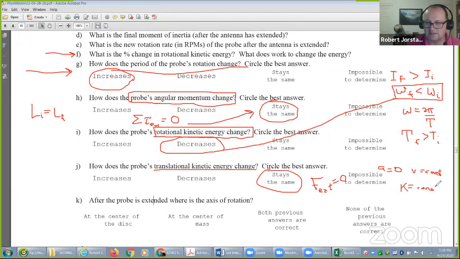So what will happen to this satellite, it's going to be whipping along through space, rotating, and then the antenna is going to stick out. It's going to keep rotating, but at a slower rate, and it's going to keep translating at the same rate. And then hopefully here, you said it was at the center of mass.